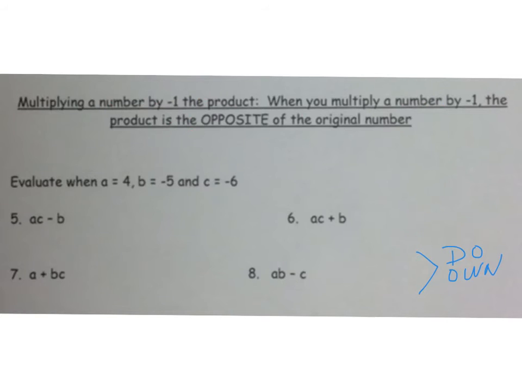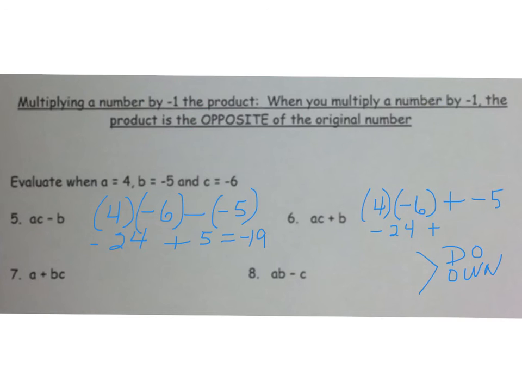Number 5, A times C, take away B. So you're going to substitute in A, C, take away B. And then you're going to follow order of operations. Numbers have different signs. That's negative. So we have negative 24. Keep, change, change. That's going to be negative 19. Then over here we have A times C again, plus B. So it's plus -5. So that's -24 plus -5 is -29.